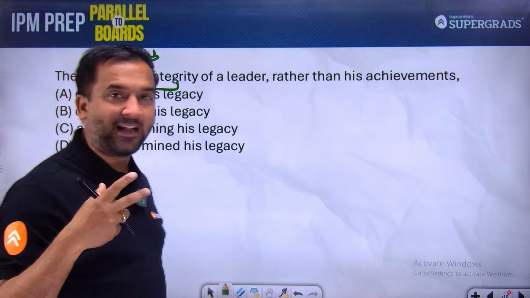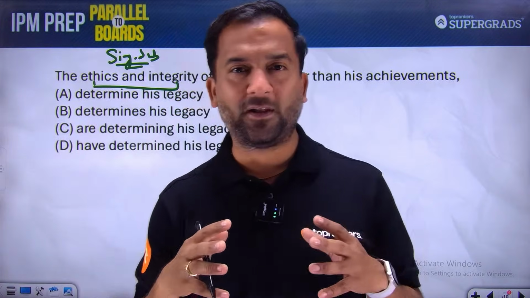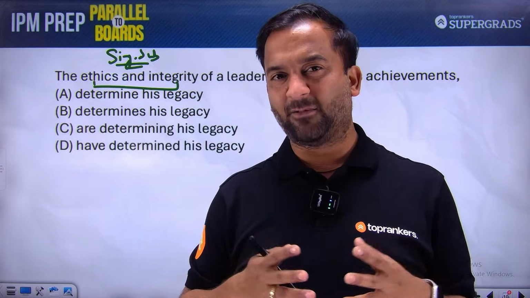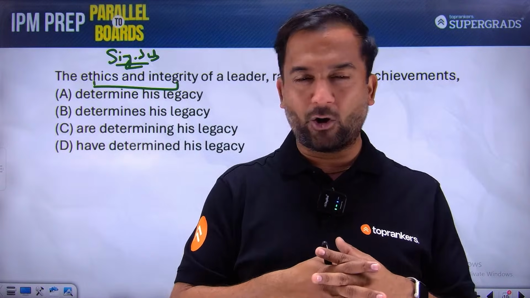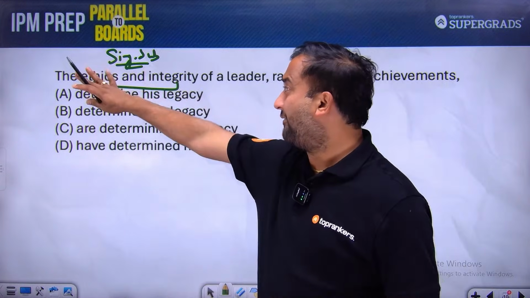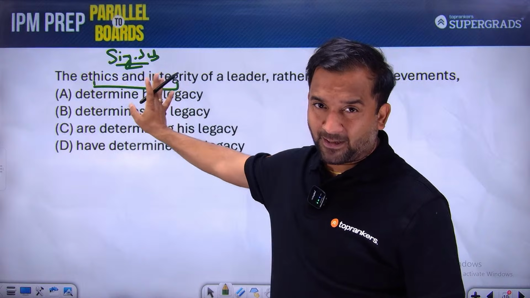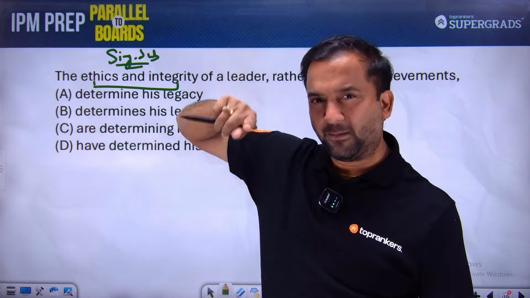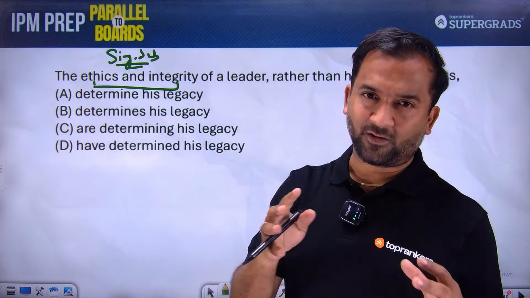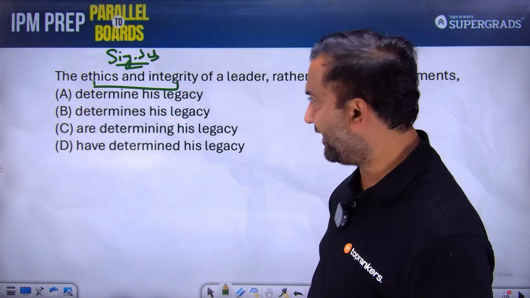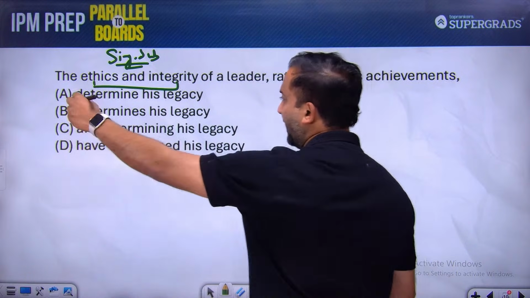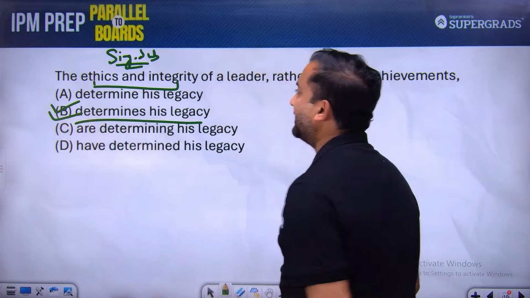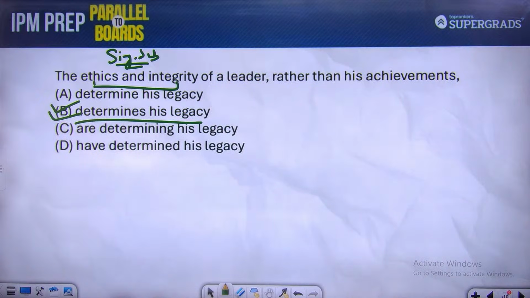Why do I say that? We are talking about the combination of someone being ethical and having integrity as well. Ethics and integrity is going in combination. We do not have articles placed before both the subjects. Had that been the case, the plural verb would have been used. There is an article only once, so it is working as a single unit, ethics and integrity. And if it is working as a single unit, it will take a singular verb. Determines his legacy rather than his achievements.